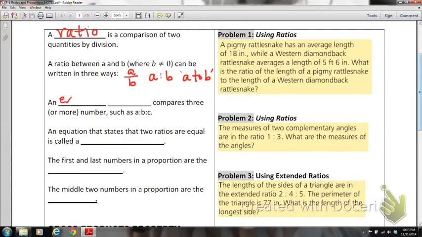An extended ratio compares three or more numbers, such as A to B to C, with colons in between. An equation that states that two ratios are equal is called a proportion. So if I have A over B equals C over D, that is a proportion because I have two ratios that are set equal to each other.